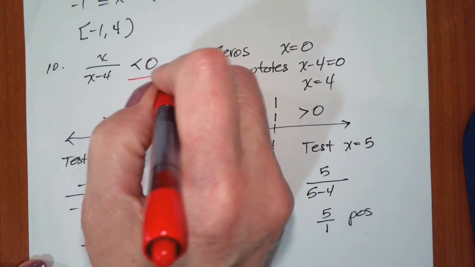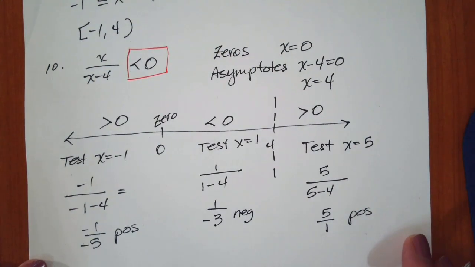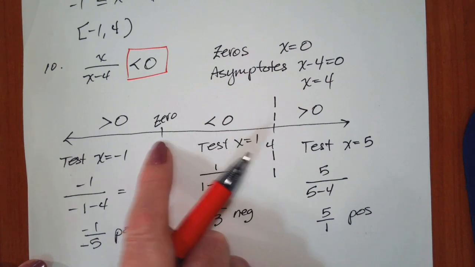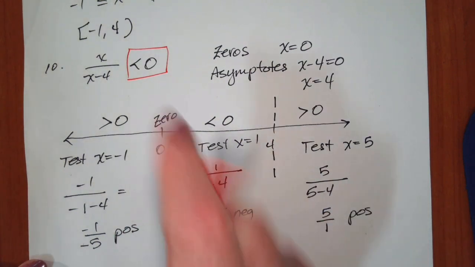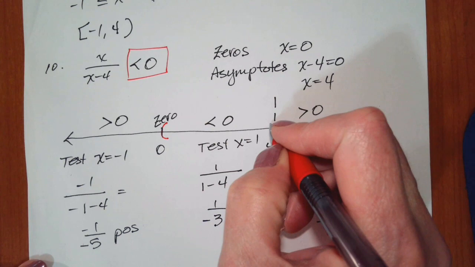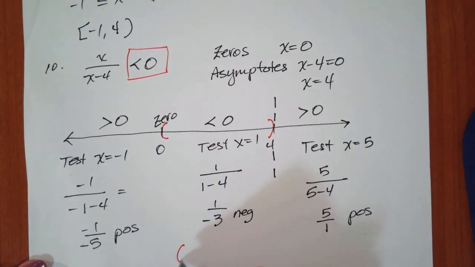Okay, so I'm looking for where it's less than 0. Okay, so I'm not going to include the 0, and I never include the asymptote. So this from 0 to 4, so my solution is everything between 0 and 4.